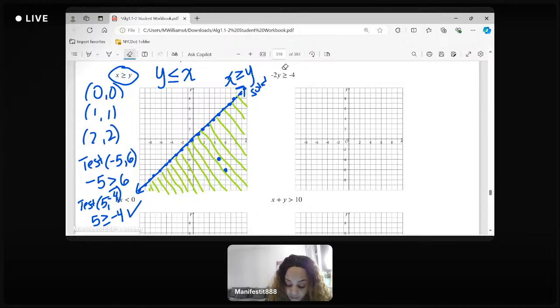So first thing we need to do is get rid of this negative 2. To do so, we divide by negative 2. And then we also divide the negative 4 by negative 2. Now this rule may be new to you. Whenever you divide or multiply an inequality by a negative number, you have to reverse the symbol. Okay, so now that I've divided by negative 2, my inequality becomes y is less than or equal to positive 2. Now we're ready to go to our calculator.